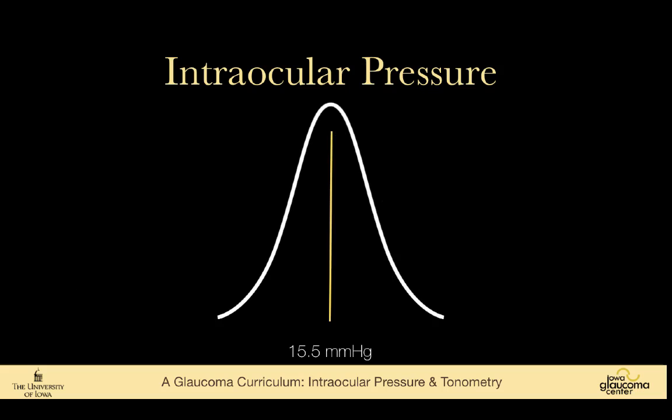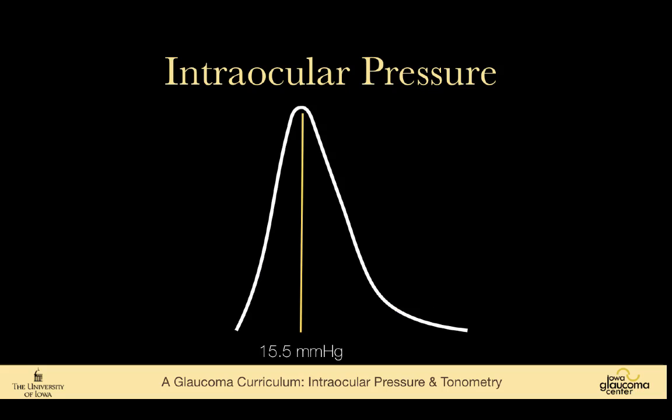So this is a bell-shaped curve. Mean intraocular pressure, 15.5 millimeters of mercury. If we apply plus or minus 2 standard deviations, that would give us 10 to 21 millimeters of mercury. But the intraocular pressure curve is not bell-shaped. It's skewed to the right.